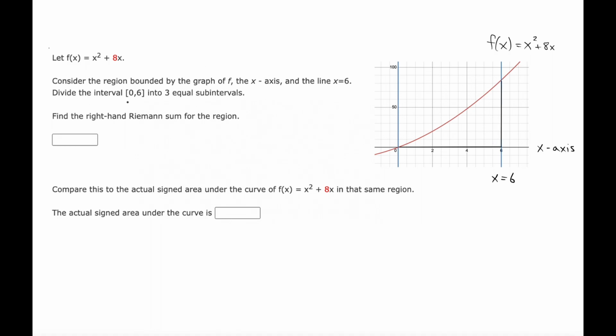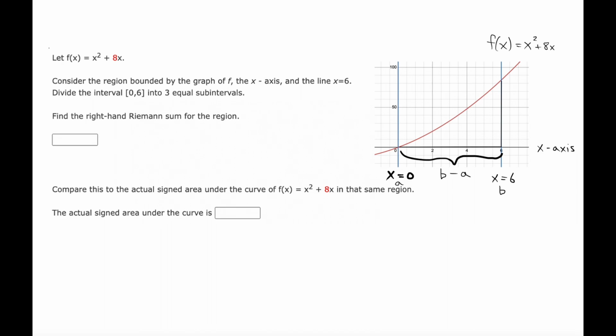The problem wants me to divide the interval [0, 6] into 3 equal subintervals. So when they talk about the interval [0, 6], they're talking about this interval here. Its width can be found by what's called b minus a, where a is the left side of the boundary and b is the right side of it.